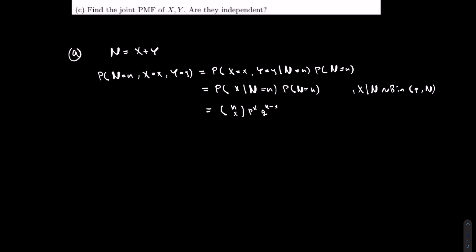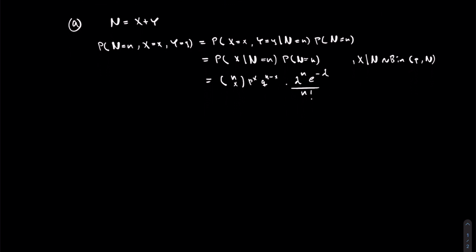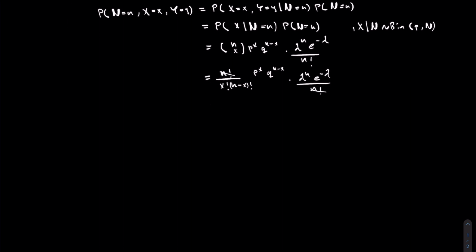We know that this term is Poisson, so this is lambda to the n, e to the minus lambda, divided by n factorial. That's the definition of the Poisson PMF. Then we can rewrite: we have n factorial over x factorial, n minus x factorial, p to the x, q to the n minus x, times lambda to the n e to the minus lambda over n factorial. Then we see that the n factorials cancel.